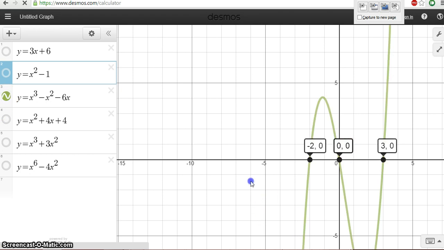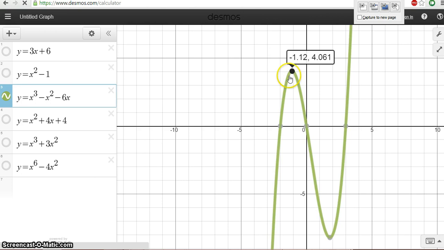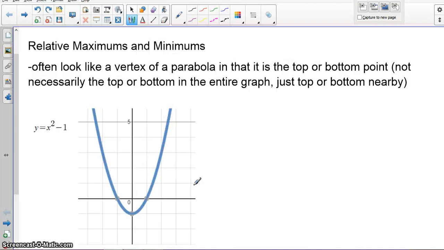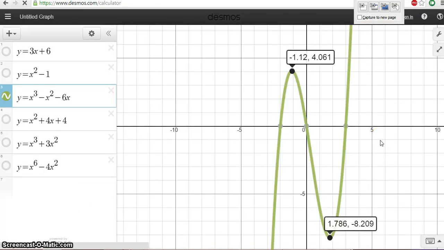So boom, it kept everything up there. It has 3 intercepts, which I didn't intend to talk about quite yet, and 2 local maximum, local minimum, or relative max and min. Relative max and min or local max and min, same thing. Now look at the numbers.